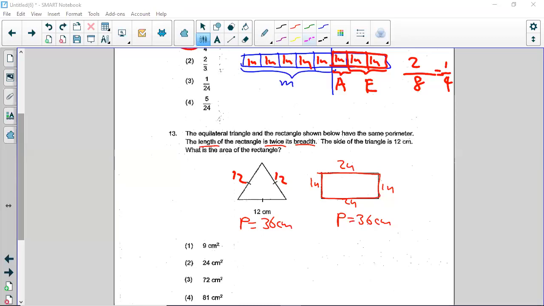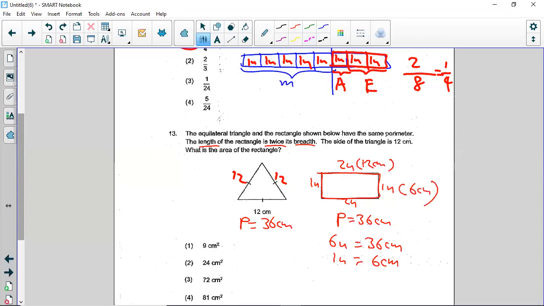You add all the units, 6 units. Okay, perimeter means you add all the sides, which is also equal to 36 cm. Then your 1 unit will be 36 divided by 6. So your 1 unit is 6 cm. So can we find the length? What is the length? 2 units, 6 times 2. So the length is 12 cm and the breadth is 6 cm.